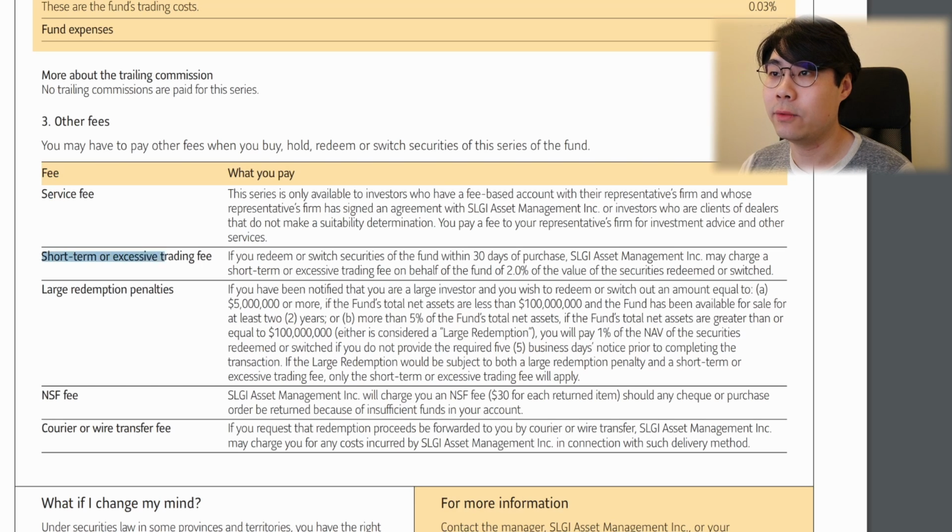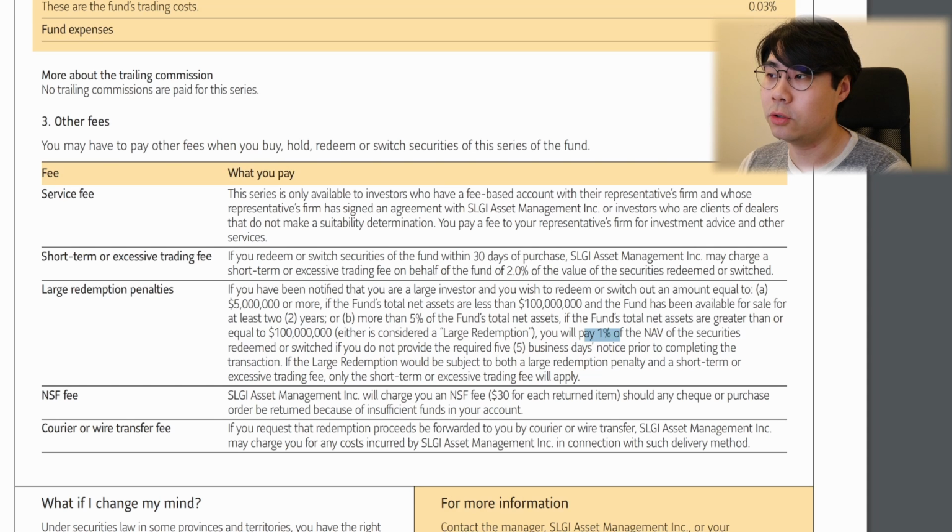First of all, we see the second one is a short-term or excessive trading fee. Again, this is like the redemption fee. And we can see that it is 30 days of purchase. If you sell it within 30 days, then you have to pay a 2% fee. There's also a large redemption penalty. So if you are a large investor, in this case it looks like it's 5 million or more, then you may have to pay a 5% fee, you have to pay a 1% fee.